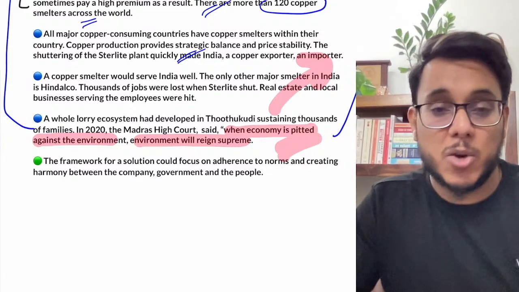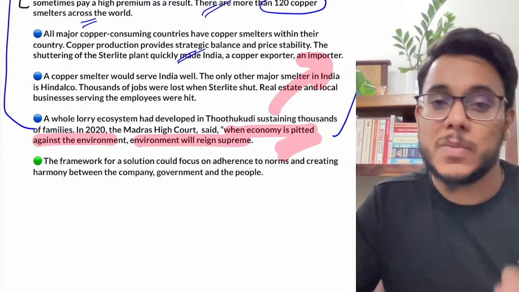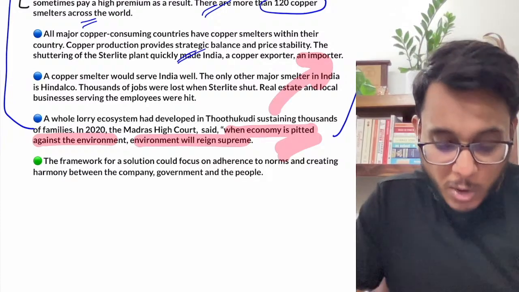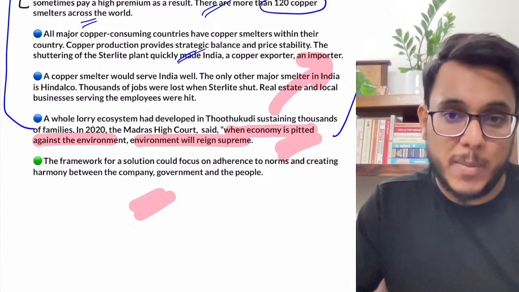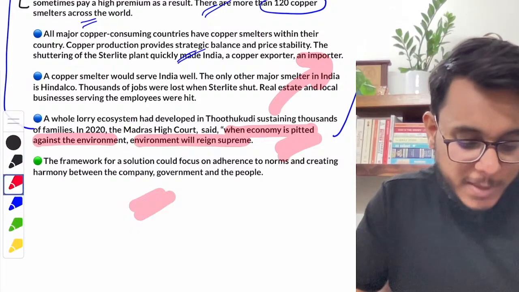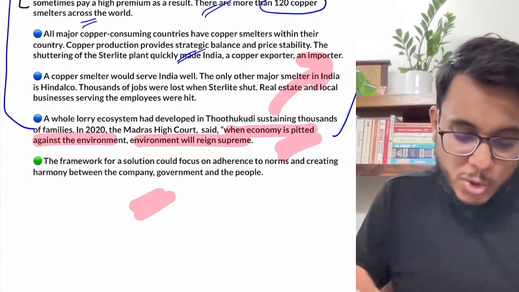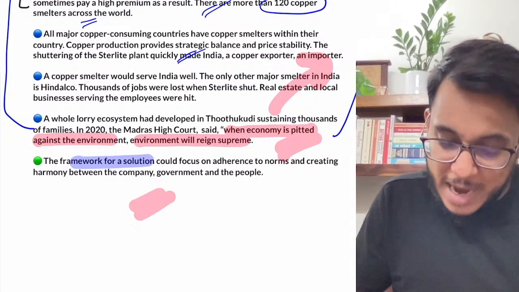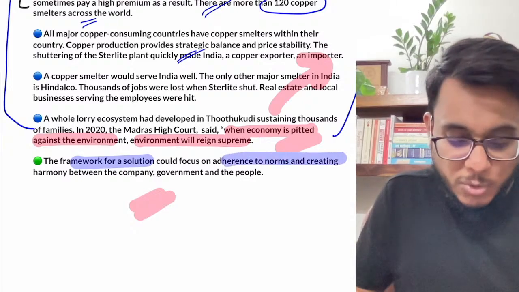For example, a case study on the migrant crisis has been asked. Then case studies about building collapses have been asked. So case studies could come on such things also. So these dimensions you need to keep in your mind. Now what could be the solution in such a situation? The solution could be that there needs to be a framework of solution, that the country needs to adhere strictly to the norms.